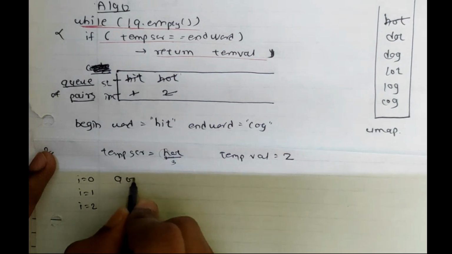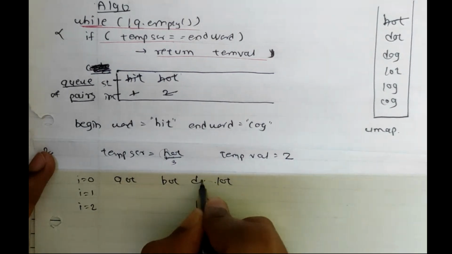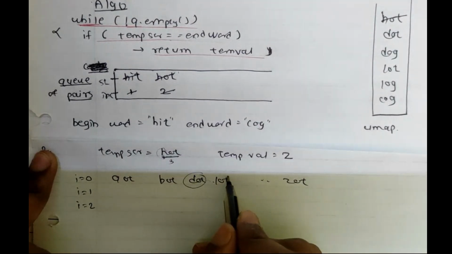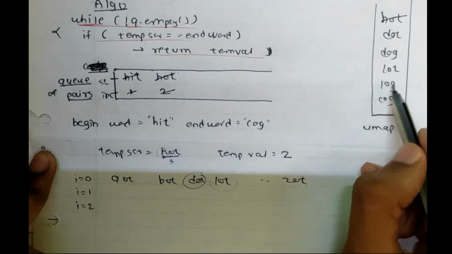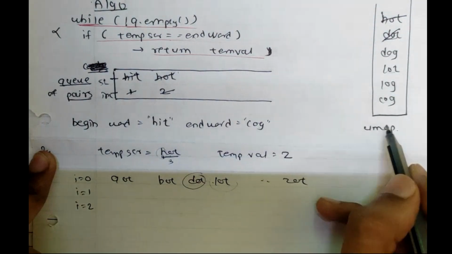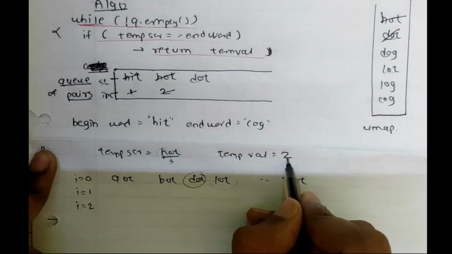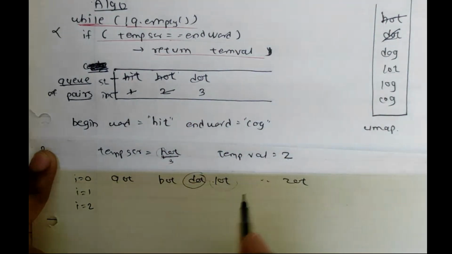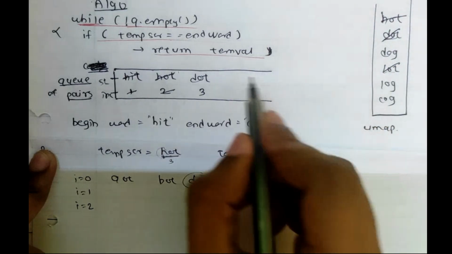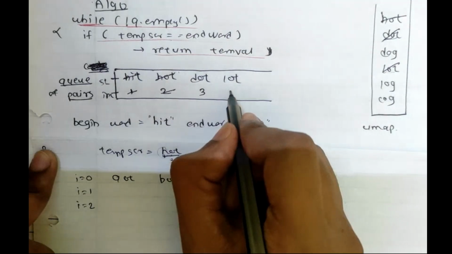So AOT, BOT, LOT, DOT, ZOT. Which one is matching? Yes, DOT and LOT are matching with the unordered set words, which are DOT and LOT. So DOT gets erased from this set and added here with an increment of the temp val, which is 2. So there will be 3. DOT, then LOT. LOT is also matching, so LOT gets erased and LOT is written with temp val plus 1, which is 2, so we will have 3.